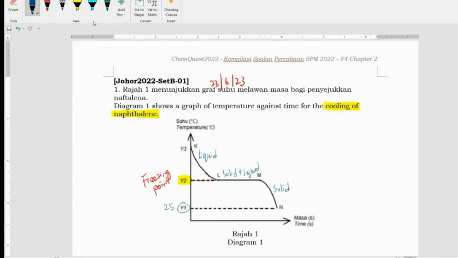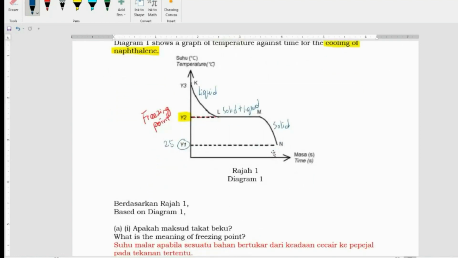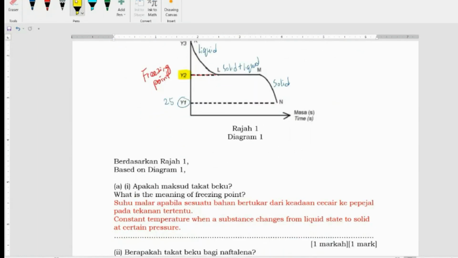Okay, so this is what I want you to know. First one, what is the meaning of freezing point? In our class 1, I have mentioned already, it's a constant temperature. Constant temperature when a substance change from liquid to solid at certain pressure. So you have to define it correctly. It's the constant temperature when substance change from liquid to solid at certain pressure. Okay.